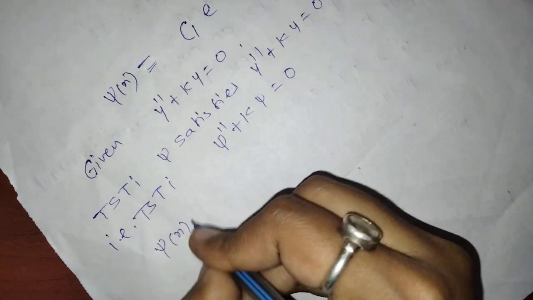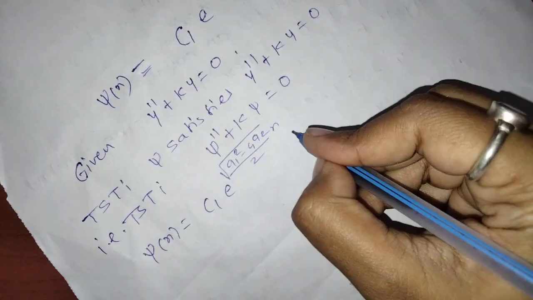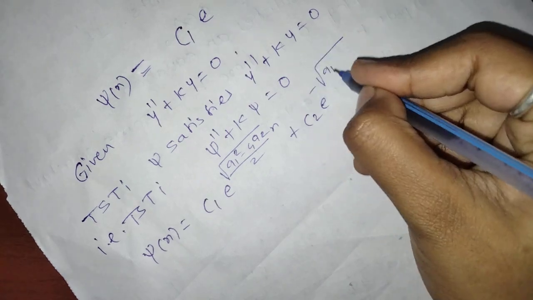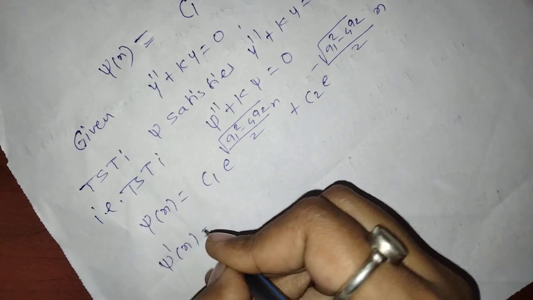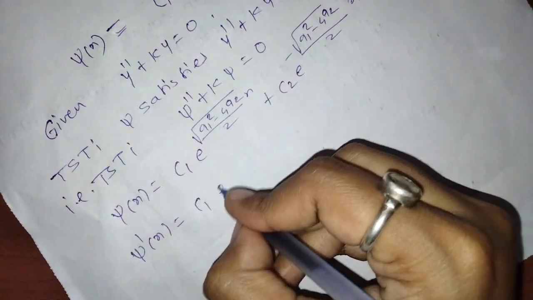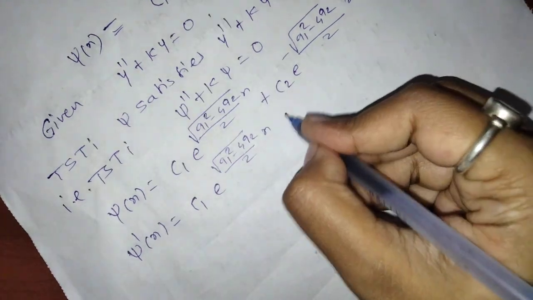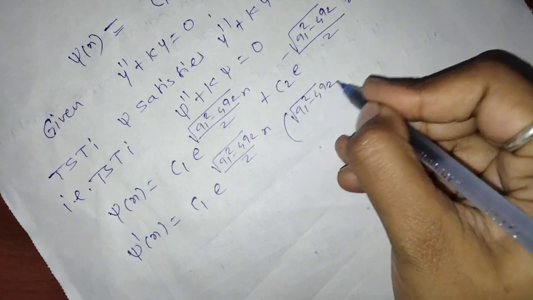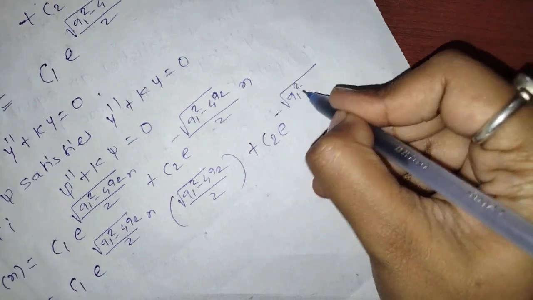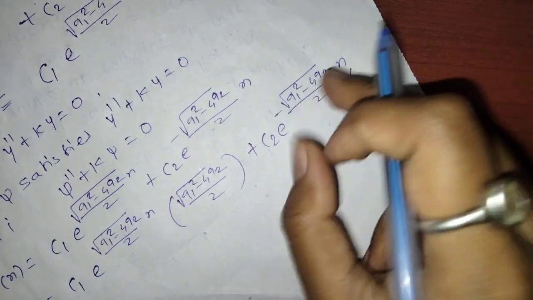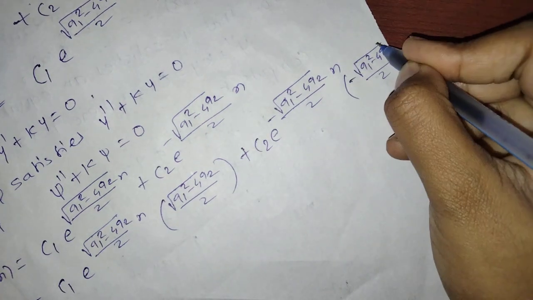We have psi of x is equal to c1 e raised to under root a1 square minus 4a2 upon 2x plus c2 e raised to minus under root a1 square minus 4a2 upon 2x. So psi dash of x is equal to c1 e raised to under root a1 square minus 4a2 upon 2x into derivative of this term, which is nothing but under root a1 square minus 4a2 upon 2, plus c2 e raised to minus under root a1 square minus 4a2 upon 2x into derivative of this term, minus under root a1 square minus 4a2 upon 2.